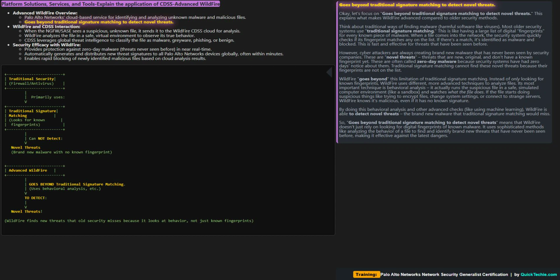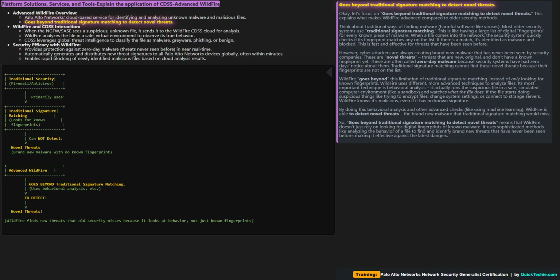Okay, let's focus on "goes beyond traditional signature matching to detect novel threats." This explains what makes WildFire advanced compared to older security methods. Think about traditional ways of finding malware, harmful software like viruses. Most older security systems use traditional signature matching.